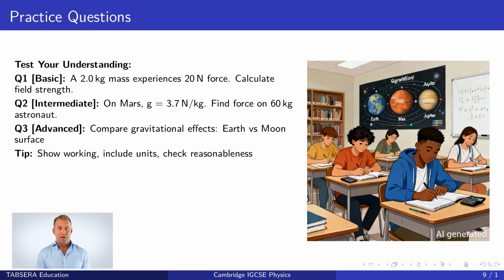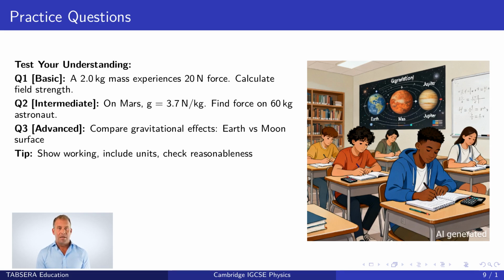Now practice what you've learned with these three questions. Question 1 is basic level. It asks, a 2.0 kilogram mass experiences 20 newtons force. Calculate the gravitational field strength. Use the formula G equals F divided by m.